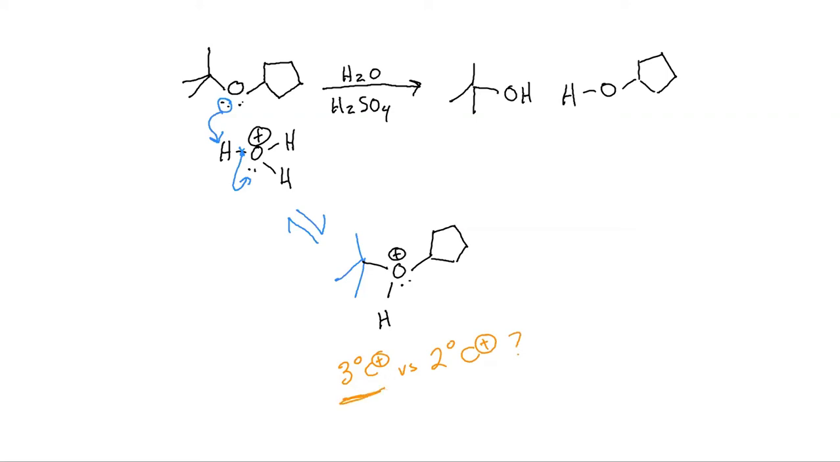And so in our mechanism, we want to draw the oxygen-carbon bond between the tert-butyl group and the oxygen breaking. That will give us our carbocation that's tertiary, and it also gives us our first alcohol product, cyclopentanol. And now to get to the second alcohol product, we have two steps.